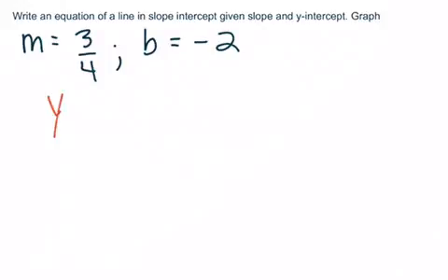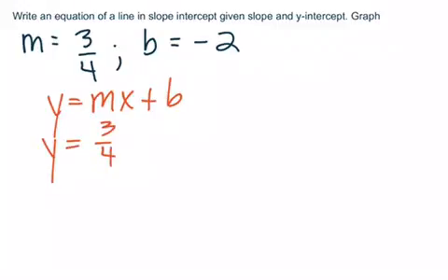You're going to plug that into the formula y equals mx plus b. We're going to replace the m, which stands for slope, with, in this case, 3/4. And then the b we're going to replace with -2. So we can write that as y is equal to 3/4 x minus 2. Now that it's in slope-intercept form, we can graph it.